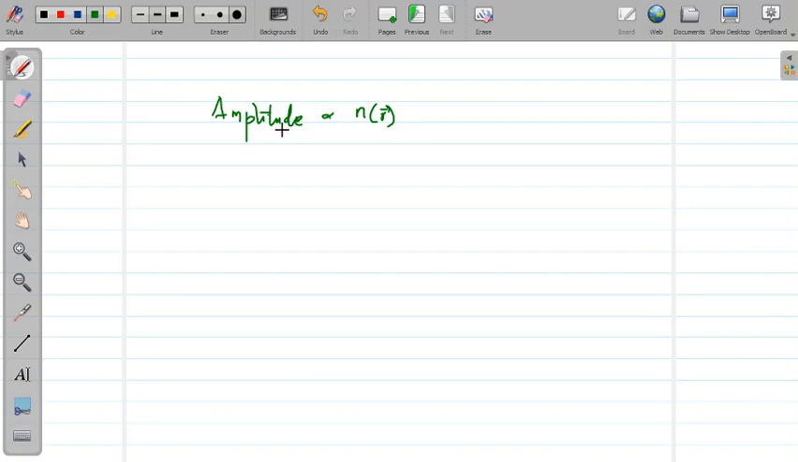So if we need to calculate the total amplitude of the wave scattered, what should we do? If n of r bar is the local electron concentration, then we should integrate this n of r bar over the whole volume to get the overall concentration of electrons in the whole crystal. So n of r bar is the local concentration of electrons, and we should multiply by dV, the small volume element, and integrate over the whole crystal, the whole volume, in order to get the complete amplitude.